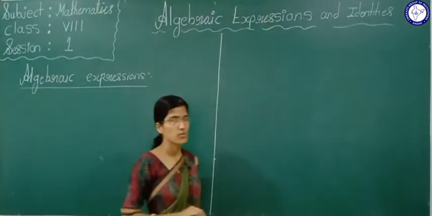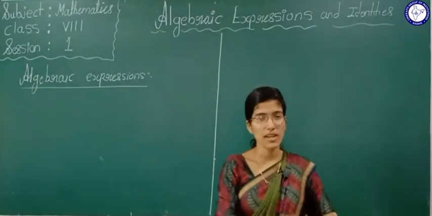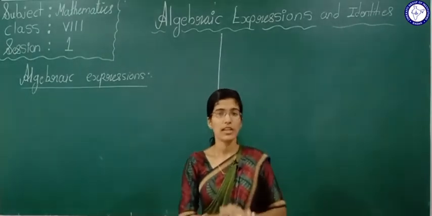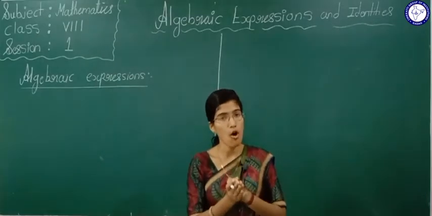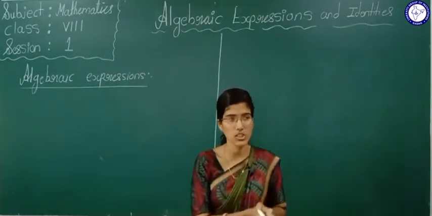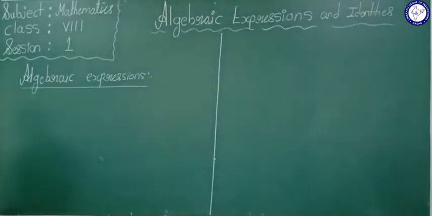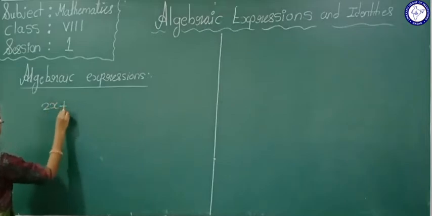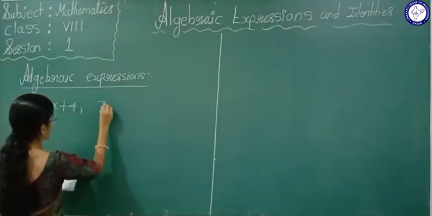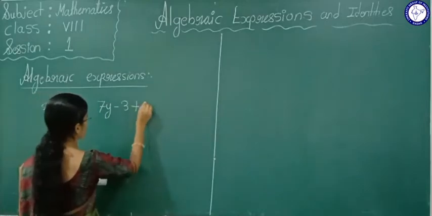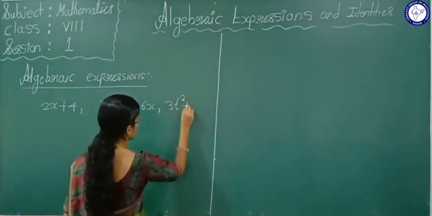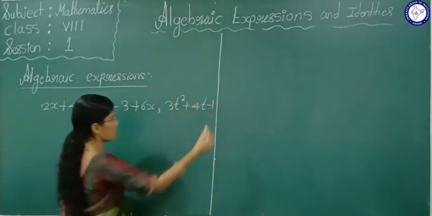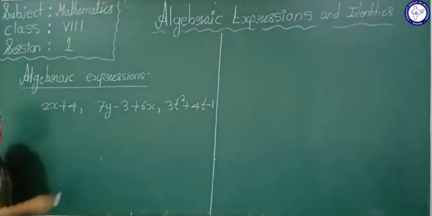So what is an algebraic expression? Algebraic expressions are expressions involving constants, variables and mathematical operations. I will give you examples here: 2x plus 4, 7y minus 3 plus 6x, 3t square plus 4t minus 1. These all are algebraic expressions.